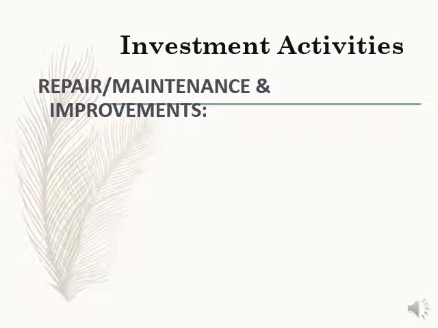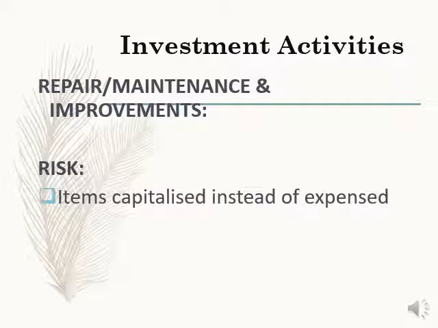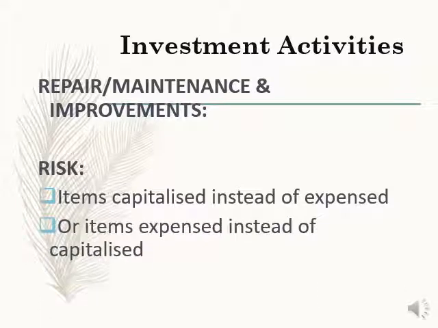So for repairs, maintenance, and improvements, the major risk is the fact that some items may be capitalized instead of expensed, or expensed instead of capitalized, and the assertion that is affected here would be the classification. This is specific to the investment activities cycle because of the requirement of the specific asset standards, if I can put it that way. The PPE, IAS 16, IAS 40 investment properties, intangible assets, IAS 38, etc.